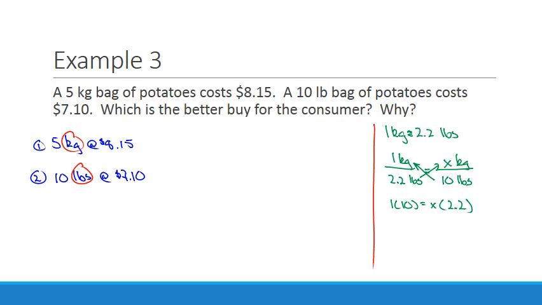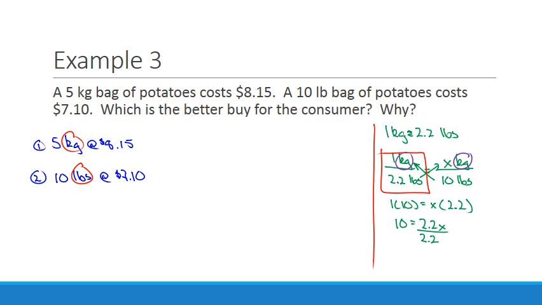A couple things about a proportion. The left side is always some sort of math fact, so that's this conversion rate or conversion expression here. And whatever you put on top in the first one, I put kilograms on top of the first one, I've got to put kilograms on top in the second one as well. So that's why those units are there, just to help me organize. Anyway, back to solving. Then I have 10 equals 2.2x.